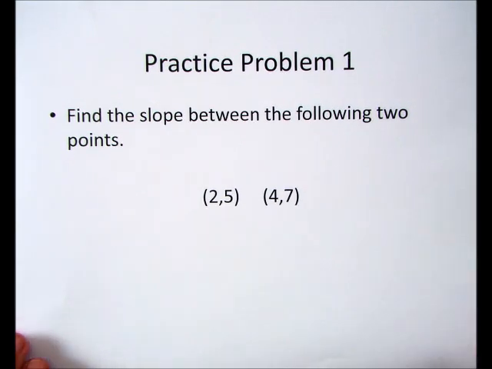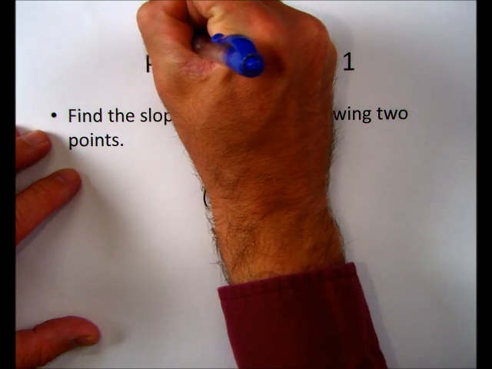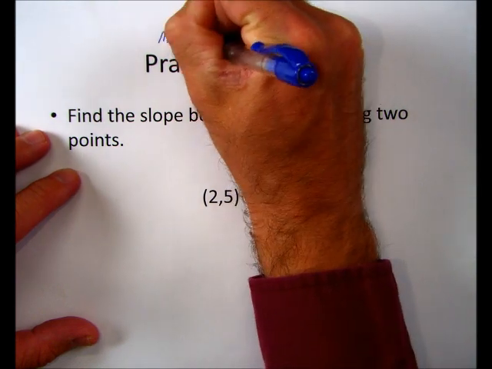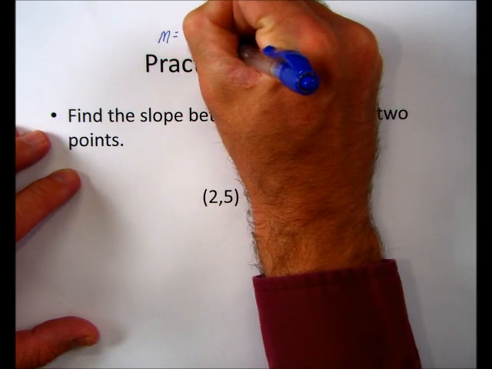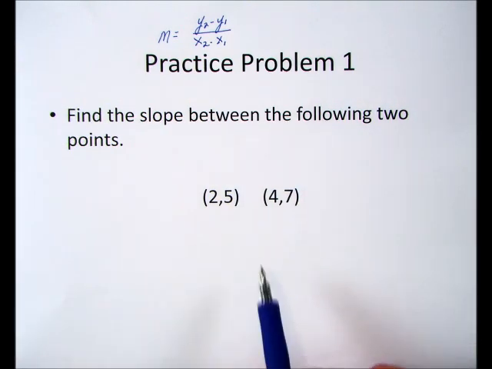Okay. Using the formula that we talked about, again, slope is equal to y sub 2 minus y sub 1 divided by x sub 2 minus x sub 1. That's your formula. You find the slope of the line defined by these two points. So if I can ask the teacher to pause the video and give the students a few minutes to solve this, then we will go on.